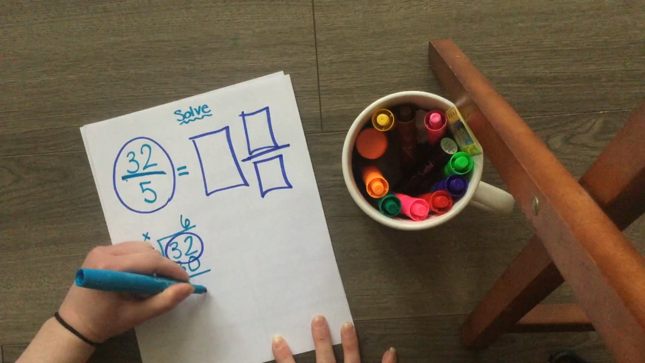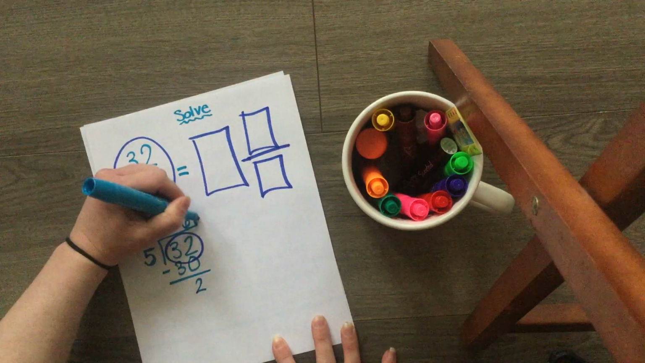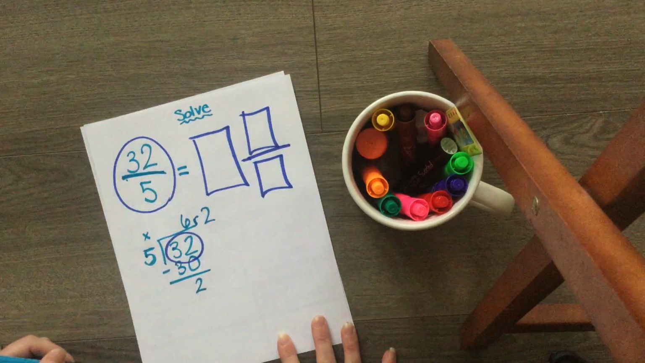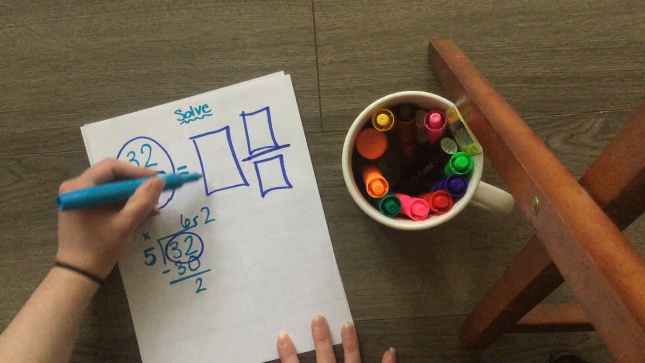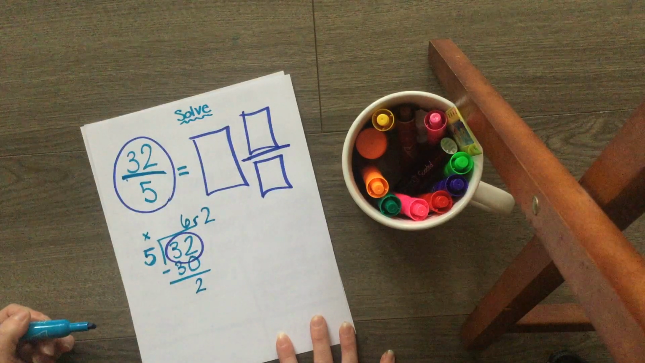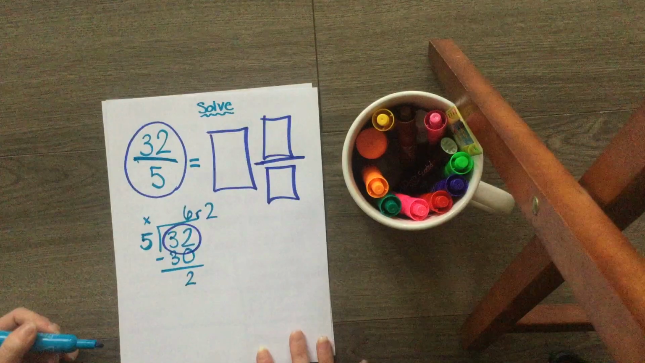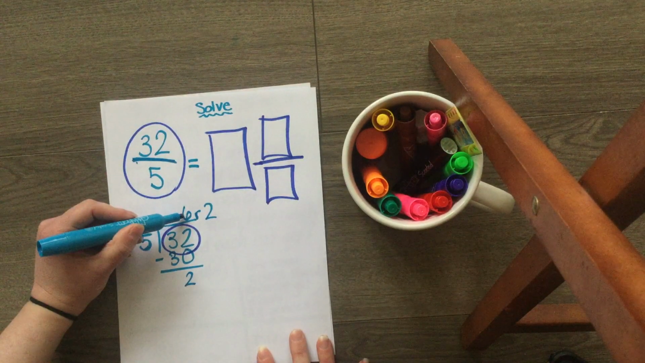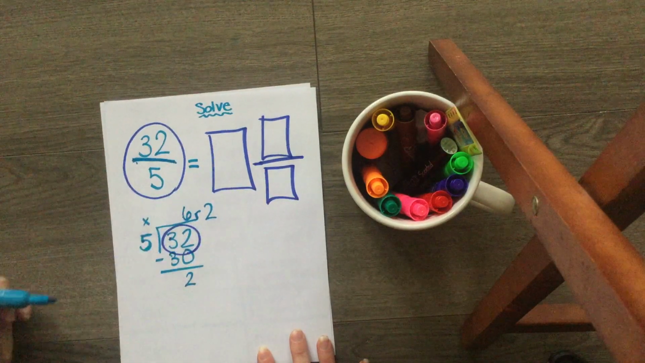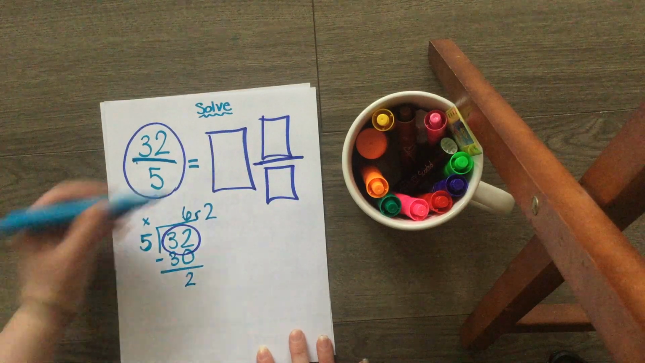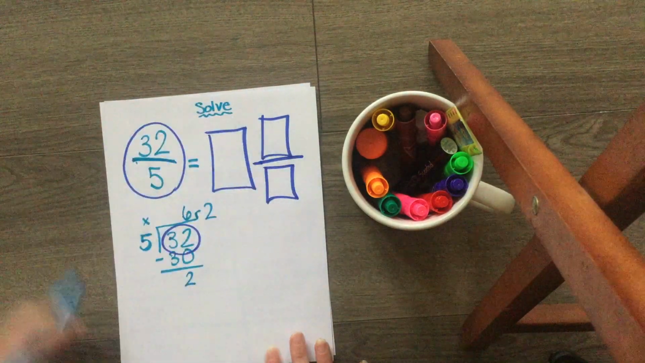32 minus 30 is 2. And so I have my answer. But that doesn't look like the mixed number format that we need. Here's what we do in order to get this division answer, this division quotient, into mixed number form.